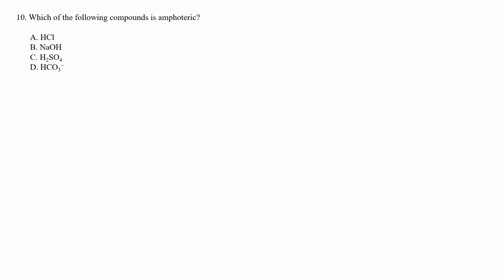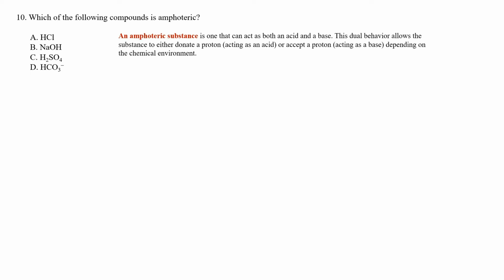Let's move on to question number 10. Which of the following compounds is amphoteric? What is the meaning of amphoteric? An amphoteric substance is one that can act as both an acid and a base. In some chemical reactions, amphoteric substances donate protons, proton being H plus ions, acting as an acid. In other chemical reactions, they accept H plus ions or protons, acting as a base. This depends on the chemical environment.